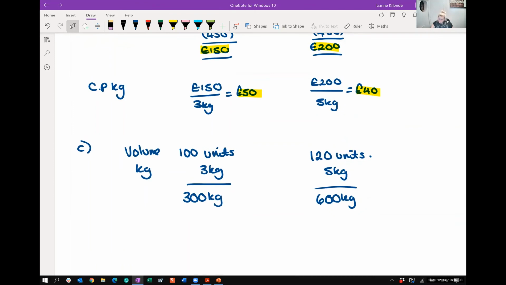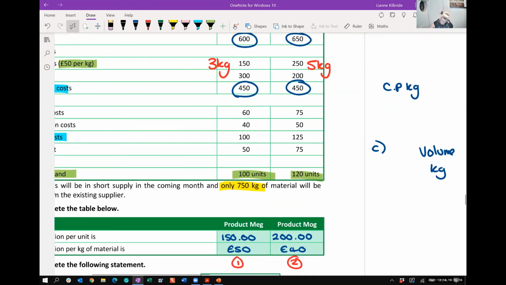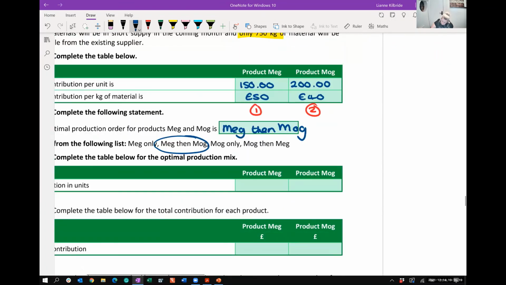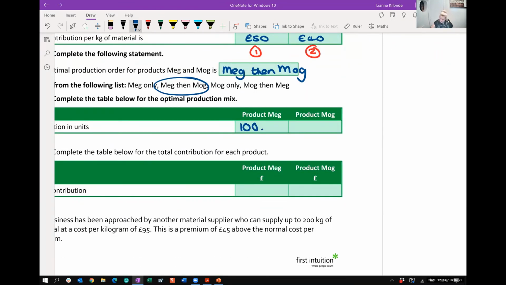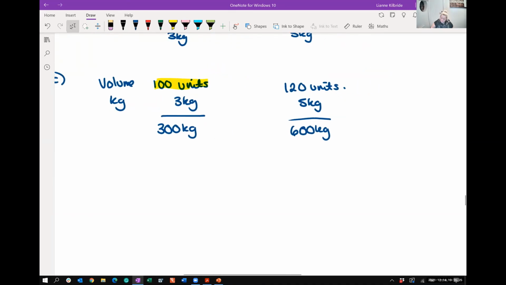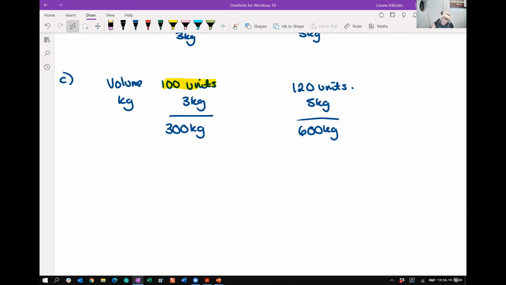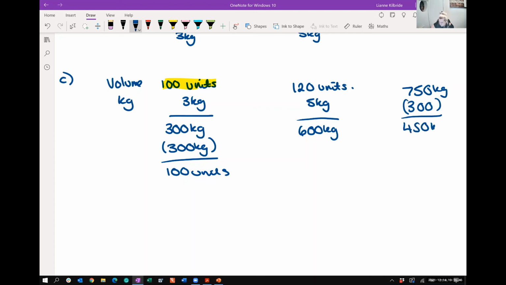Okay, so what we're going to do is, because we've already established we're going to make Meg first, we will make the full 100 units of Meg. Okay, so we can stick 100 units in this box here. We'll start making Meg first. Okay, having 750 kilograms of material available and using 300, that's where we get the 450 kilograms left.